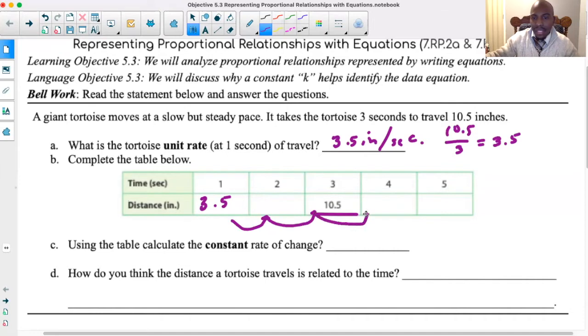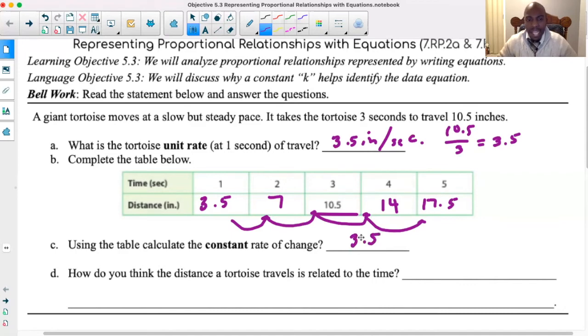But if you remember what I said in the last lesson, I may have said that the constant is the same thing as the unit rate. So the constant of proportionality, which is saying that it moves 3.5 inches every second, means I could say if it's 3.5 here, it's got to be 7 there. If it's 10.5 there, it's got to be 14 here, which means this is 17.5. All I did was add 3.5 each time because that's the constant as well as the unit rate, which means this is 3.5.